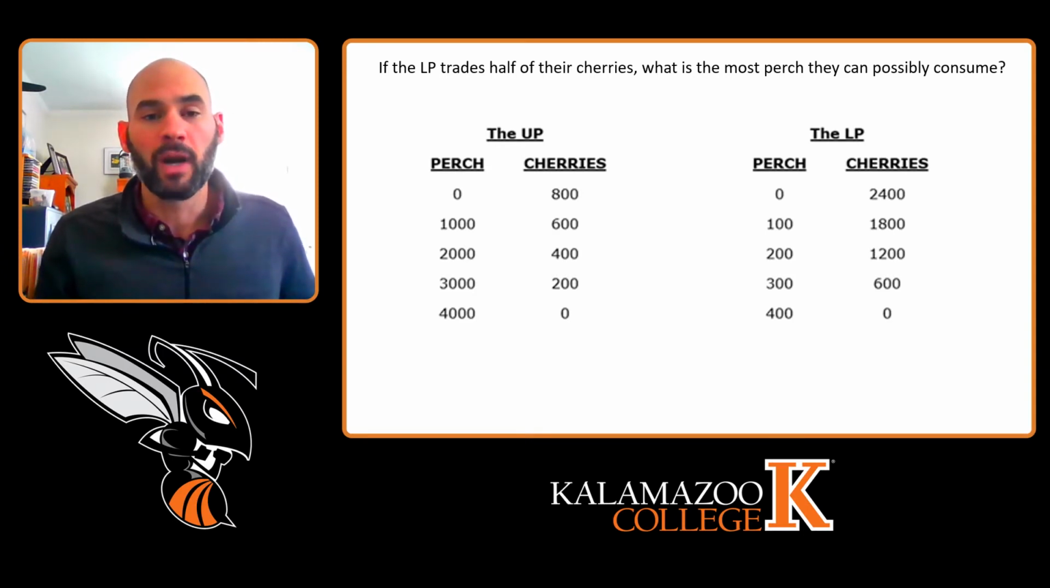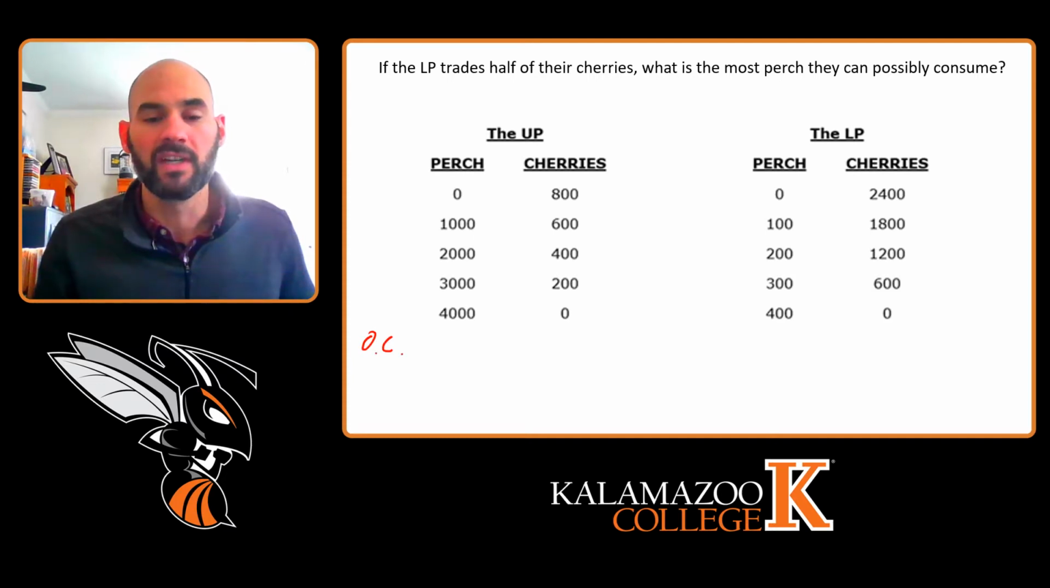So in this prompt, we are now asking that if the LP trades half of the cherries they produce, what is the most perch that they can possibly consume? So we're going to walk through this problem in a similar way that I set up the problem on the exam, where we're first going to start off thinking about the opportunity cost.